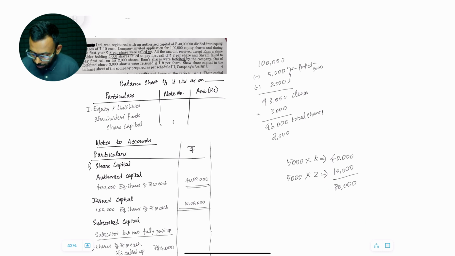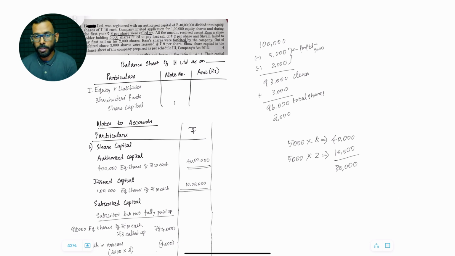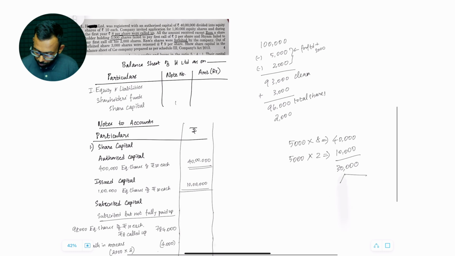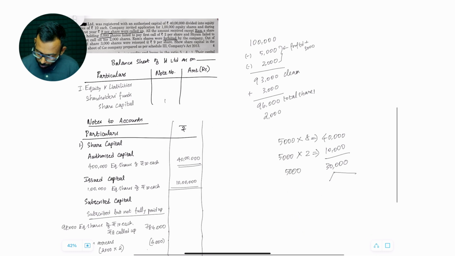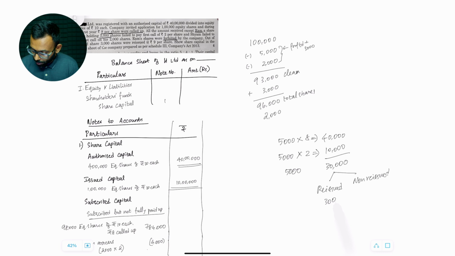So this is the money that got forfeited, transferred to share forfeiture from Ram. Okay, out of this, how much will be reissued and how much is not reissued? Against 5,000 shares, 3,000 shares were reissued and 2,000 shares were not yet reissued. Therefore, reissued shares is how much? Non-reissued is how much? 3,000 reissued, 2,000 is not reissued. This 30,000 is for 5,000 shares.